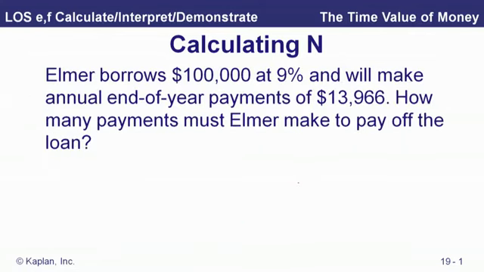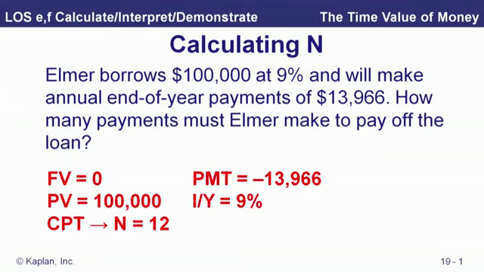And the last one we want to look at here is, well, we could also calculate the number of periods. So this is a little bit of a contrived example here, but it'll illustrate that. Elmer borrows $100,000 at 9%. That's our effective annual rate, and make annual end-of-year payments of $13,966. How many payments must Elmer make to pay off the loan? Well, again, we know 4 of these items, but we don't know the 5th. We know the future value is 0.